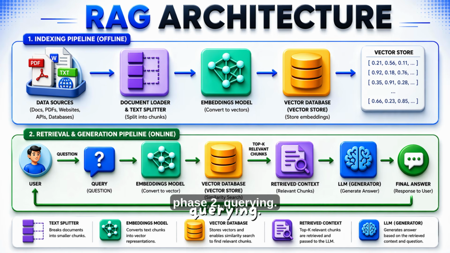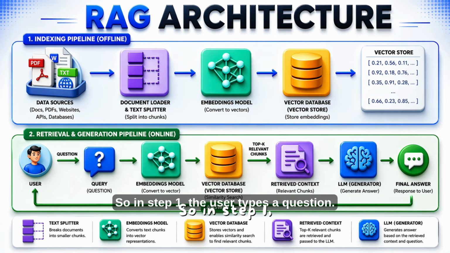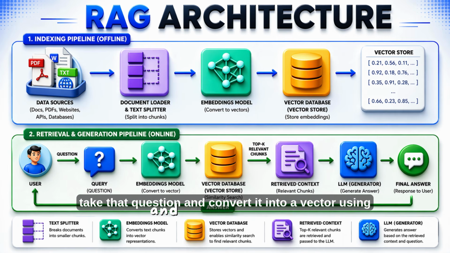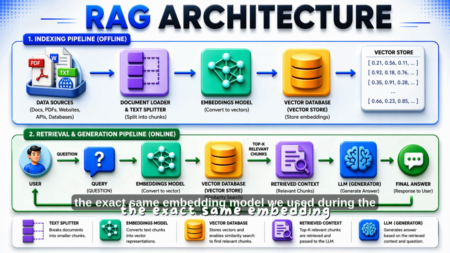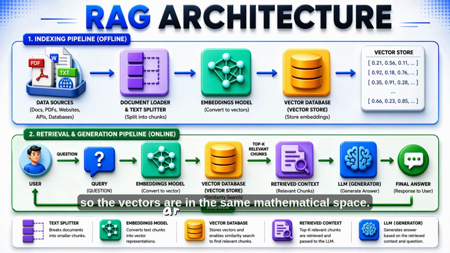Phase 2, querying. This is what happens every single time a user asks a question in real time. In step 1, the user types a question. Simple. Step 2, we take that question and convert it into a vector using the exact same embedding model we used during the indexing. This is very important. It has to be the same model so the vectors are in the same mathematical space.